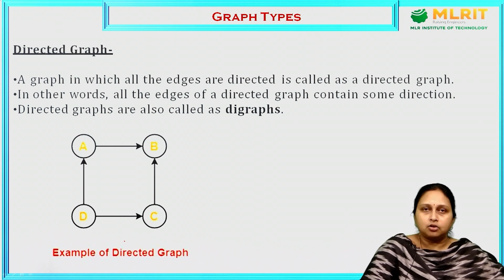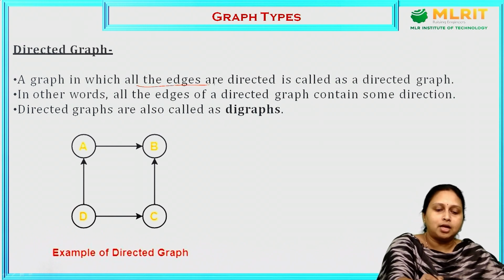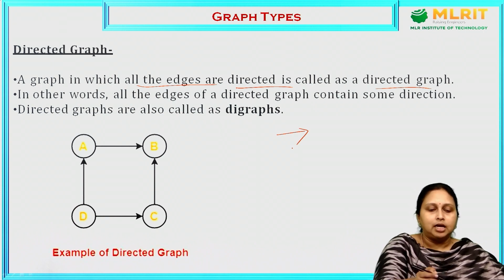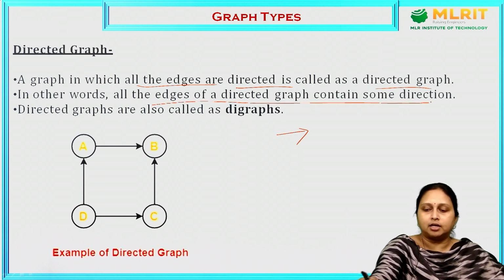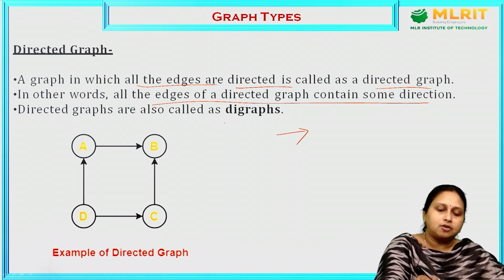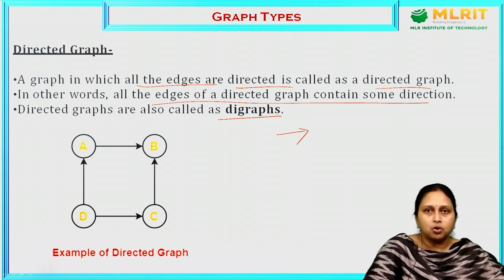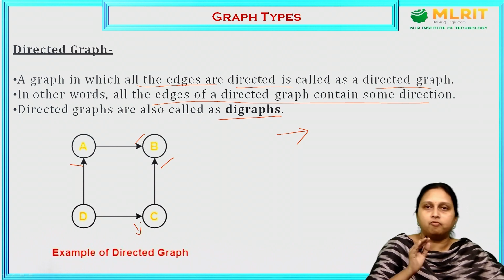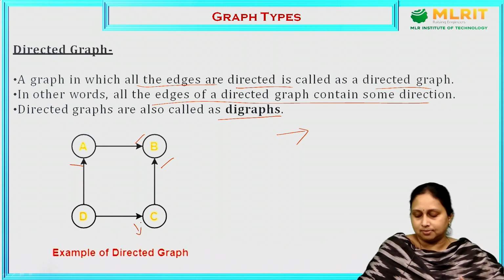And a directed graph is completely opposite to an undirected graph. A graph in which all the edges are directed is called a directed graph, and you are going to represent it with an arrow like this, right? In other words, all the edges of a directed graph contain some direction, and directed graphs are also called, in short, digraphs. And here you can see these are the directions in which it can move from one vertex to the other vertex.